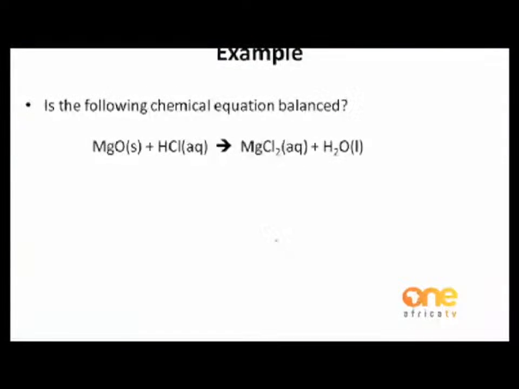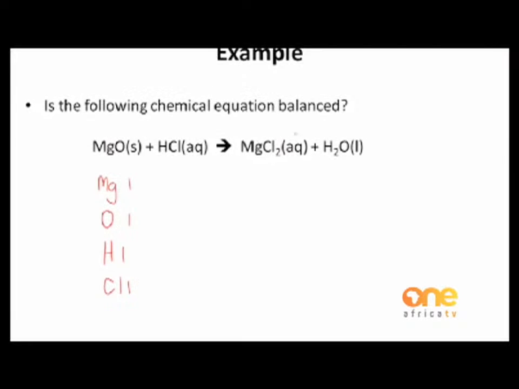Balancing equations. Is the following chemical equation balanced? How do we know that it is balanced? Well, we have to count the number of atoms in the reactants and the number of atoms in the products. So let's start on this side. We have a magnesium atom and we only have 1. We have an oxygen atom, we also only have 1. We also only have 1 hydrogen atom and 1 chlorine atom.